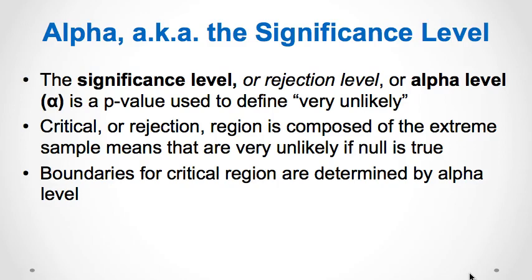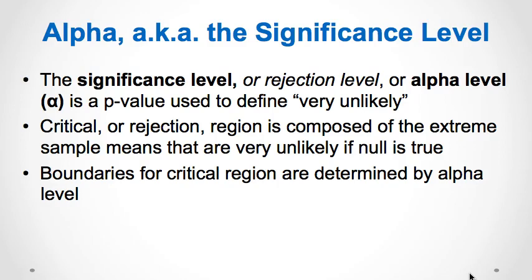So we need to determine at what point or level this critical region begins. This point or level will determine the rejection region, or the set of extreme sample means that will lead to the rejection of the null hypothesis H0.